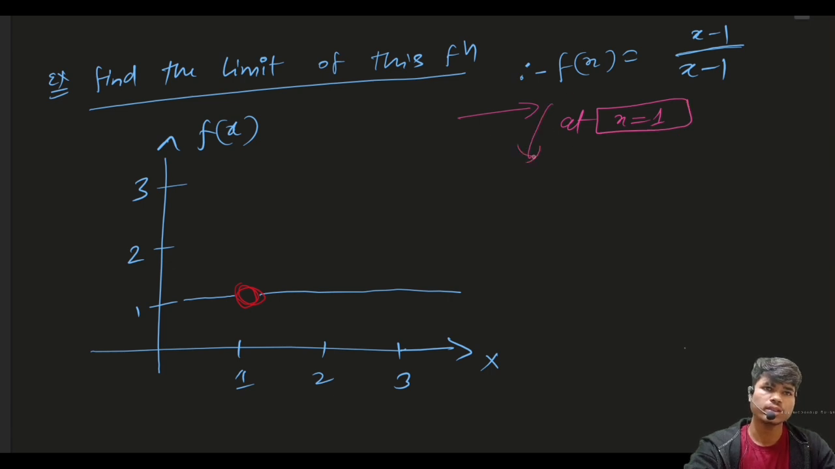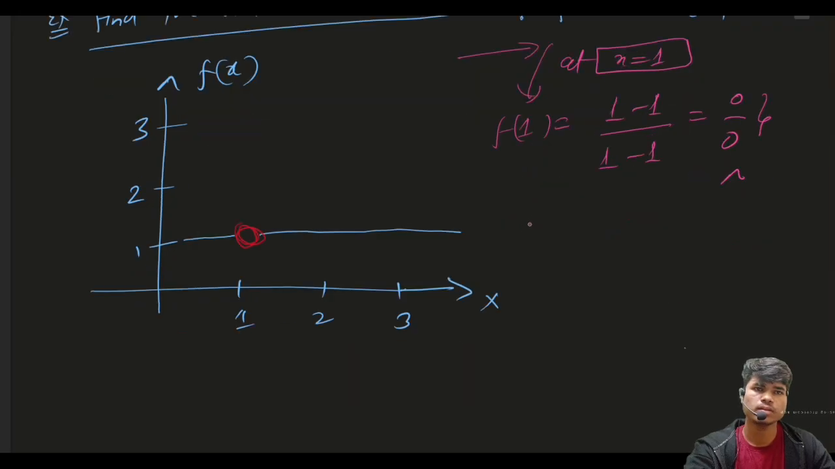This function is undefined at x equals 1. Why? If we put x equals 1 in this function, we will get f of 1 equals 1 minus 1 divided by 1 minus 1, which is 0 by 0 form. This form is mathematically undefined. f of x equals 1 if x is not equal to 1.